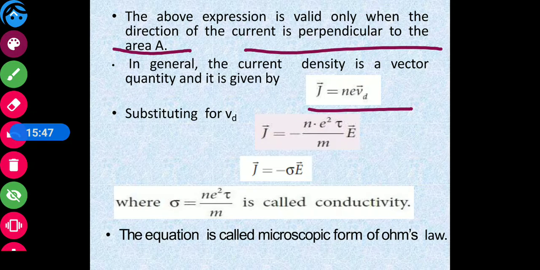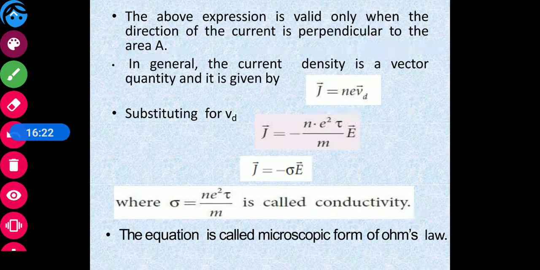Substituting the value of Vd, it reduces to J is equal to minus n e square tau upon m into E. In place of n e square tau upon m, we can write another constant, that is sigma, and it is known as the conductivity. So this equation is called the microscopic form of Ohm's law. So J is equal to sigma E. Just like in Ohm's law, V is equal to IR, so it is known as the microscopic form of Ohm's law.